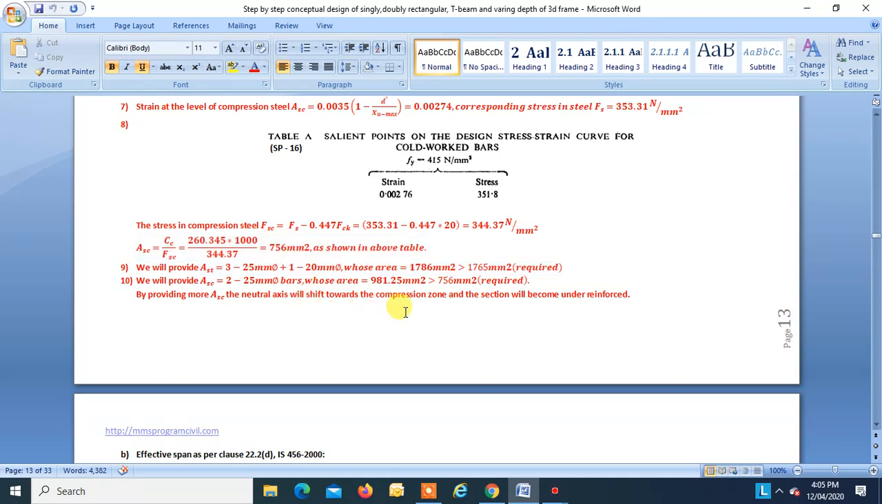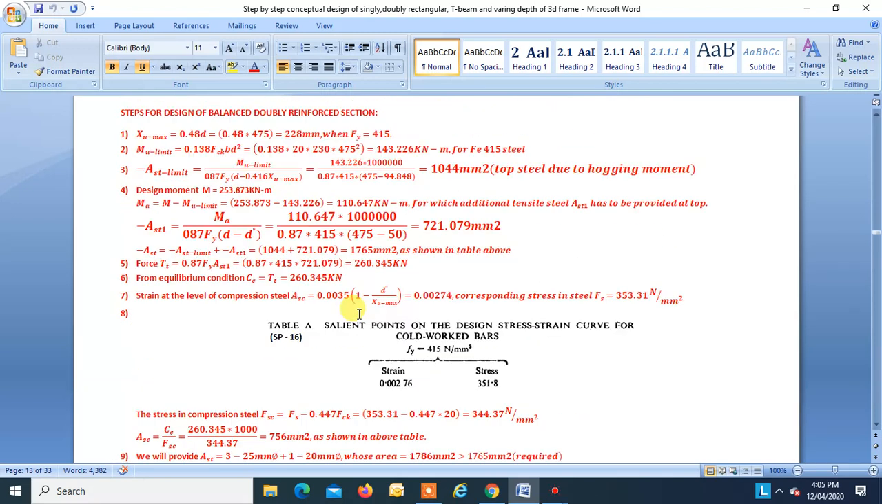Okay, now a question comes to our mind that this is a balanced section. When we provide steel larger than the balanced section, then definitely the section will become over reinforced. Okay, but on the other side we are providing a larger area of compression steel which will shift the neutral axis toward the compression face. Okay, which will make the section under reinforced again. So this is a very important point. Now we have derived the longitudinal steel area. So let us see the detail.